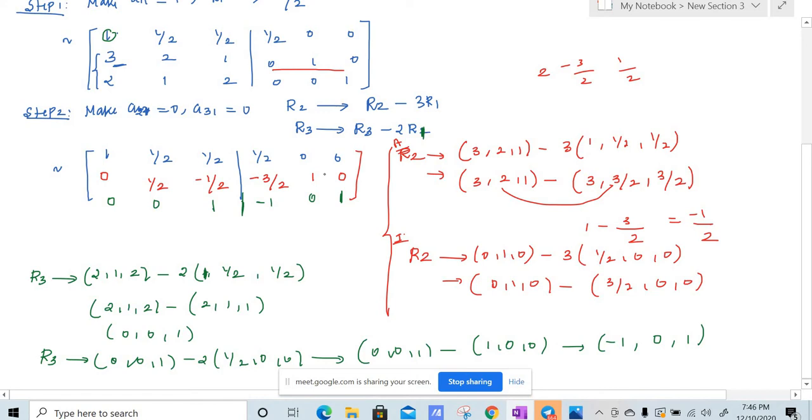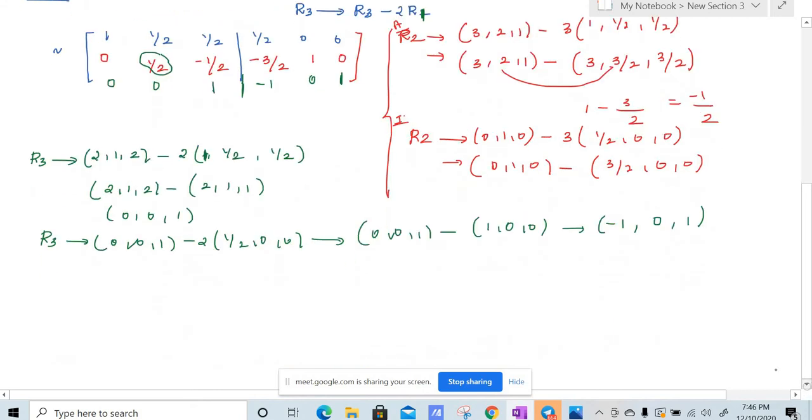So we have completed step 1 and step 2. Now step 3. Step 3 is we need to make this element 1, right? We need to make this element 1. So step 3 will be R2 is equal to, we need to multiply by 2 R2, right? When you multiply 2 here, 2 by 2 will be 1.